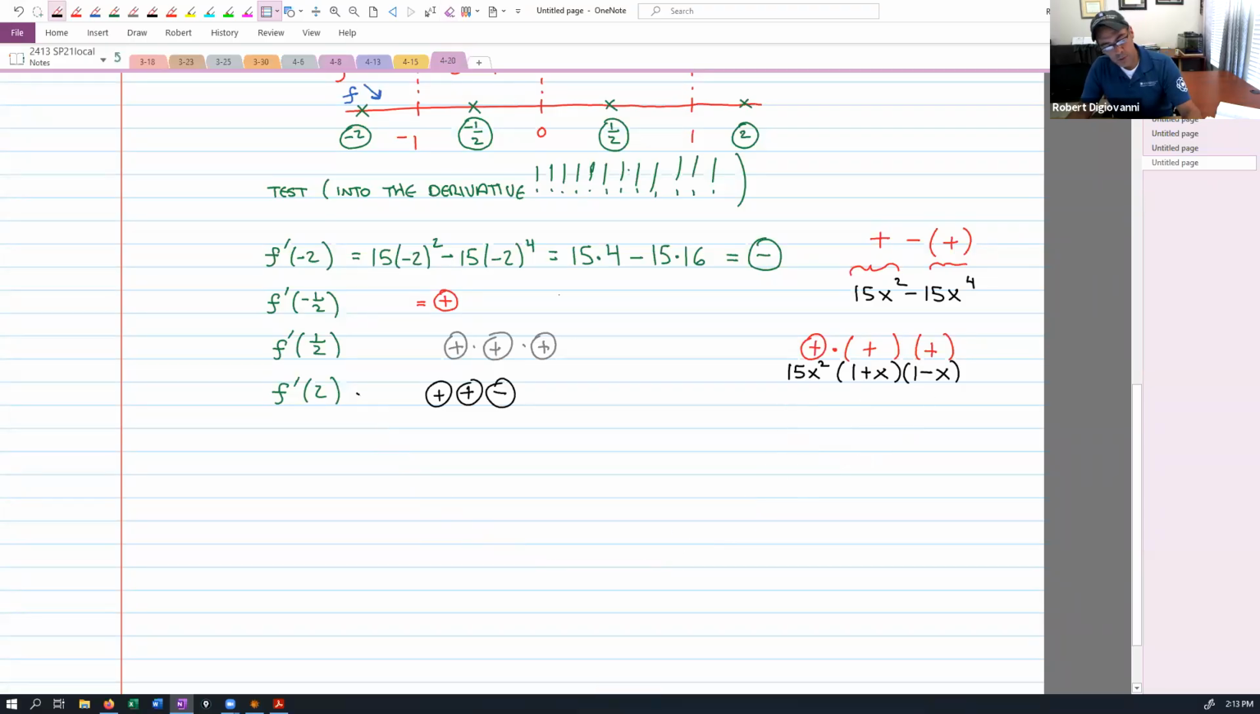Okay, let's figure out what these would have been. 3 positives multiplied together, positive. 2 positives is a positive, but then you hit it with the negative and now it becomes negative.